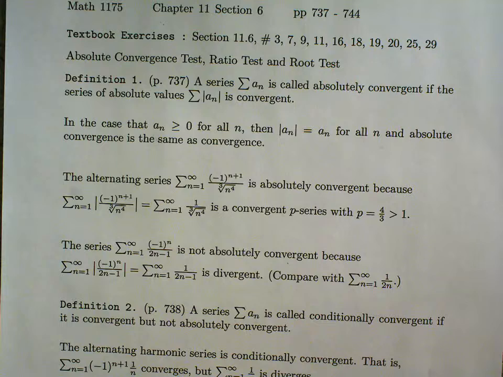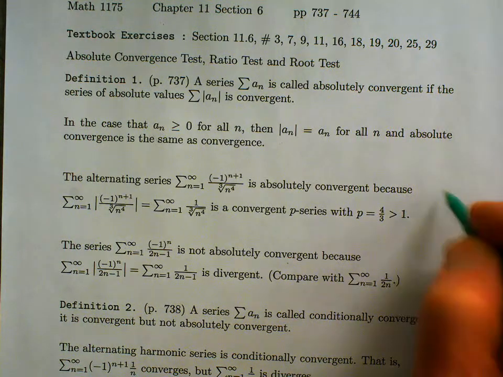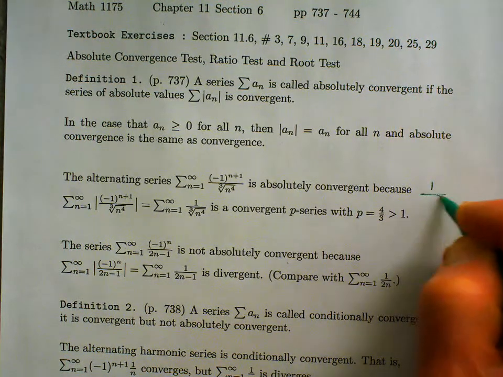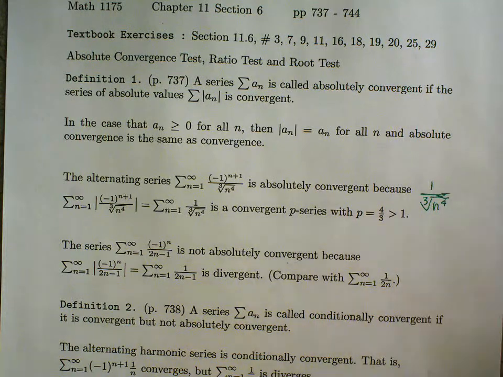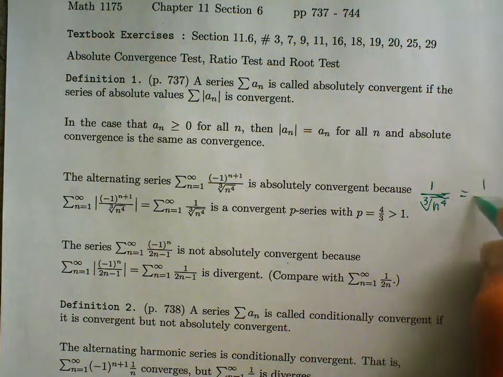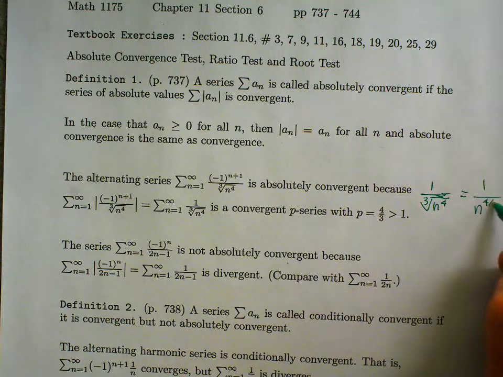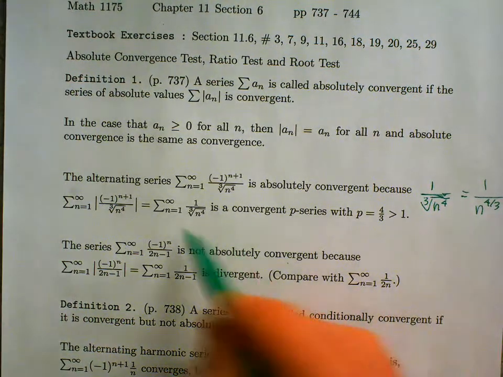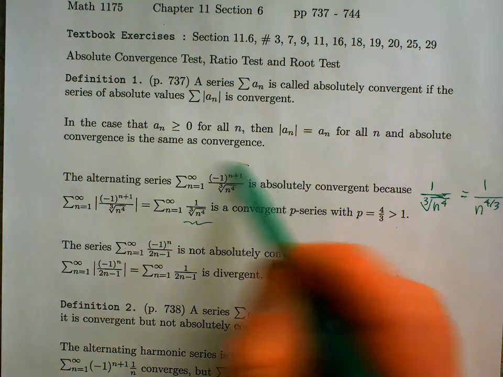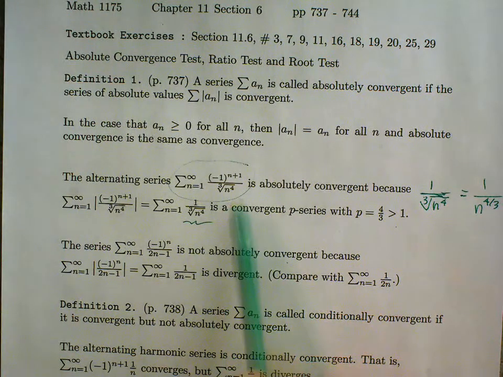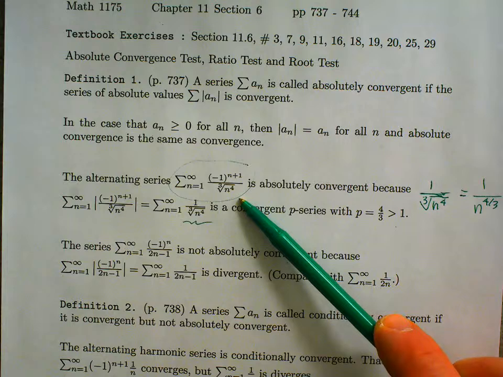So if it helps, 1 over the cubed root of n to the fourth is 1 over n to the 4/3. So this is just a p-series, and the value of p is greater than 1, so it converges. But with reference to the alternating series, we say that this alternating series is absolutely convergent.